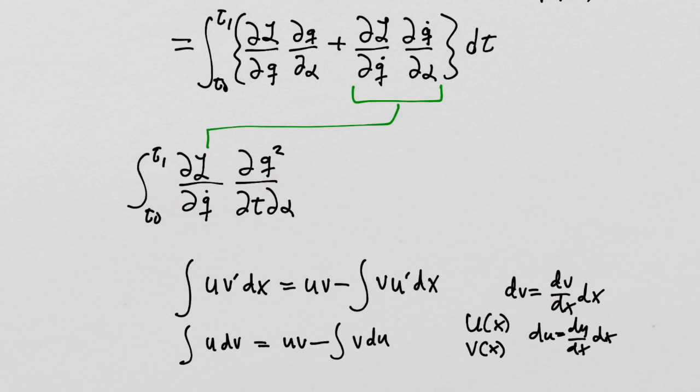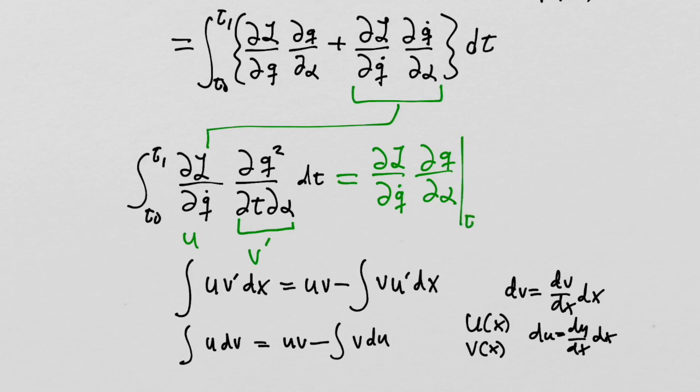So let's see if we did that. Let me make sure I get this right. In order to make sense of that, I have to put our dt here. This will be considered v prime. This will be considered u. And so v is going to be this thing integrated out of the variable t. So you're going to get dq d alpha, and then this is just u. So this will correspond here to this uv term. So u, we've already agreed on, is partial L partial q dot. And then v, if this is v prime, then v is going to be partial q partial alpha. And then that'll be taken from t0 to t1.